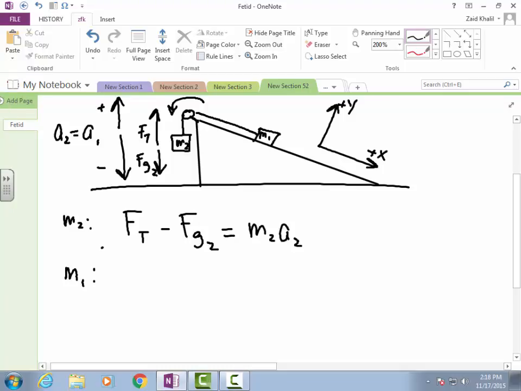Forces on M1? So let's be a little bit... Fg, where's Fg pointing? Straight down. What else? Normal force is that way. What else? Friction is down the plane. What else? Tension is up the plane.